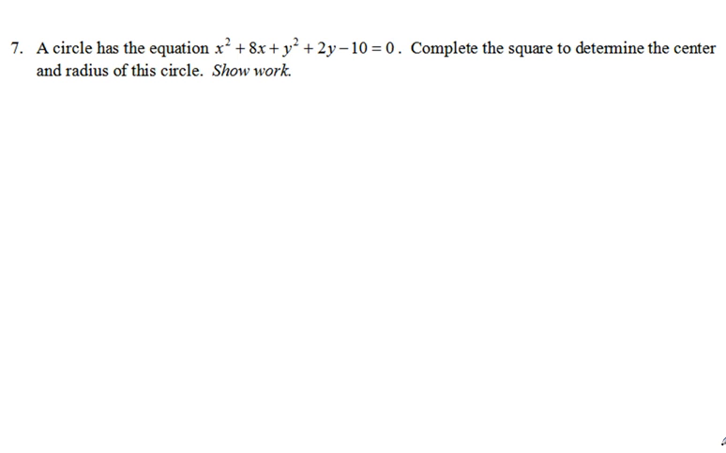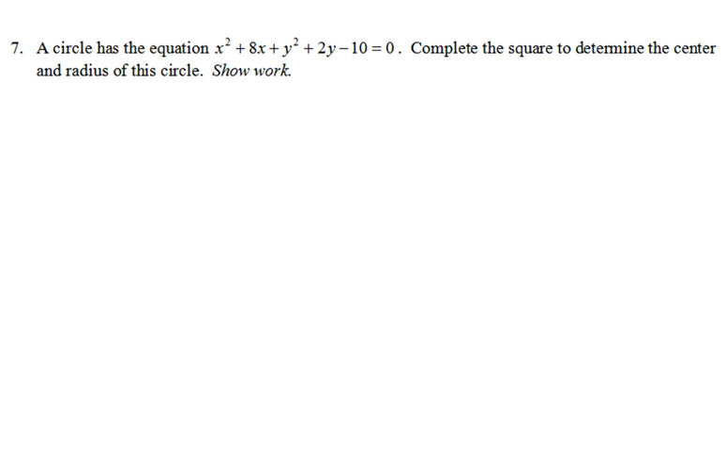This is the equation of a circle problem from our review. Number 7, we're told that a circle has this equation, x squared plus 8x plus y squared plus 2y minus 10 equals 0. We're supposed to complete the square to determine the center and radius of the circle.